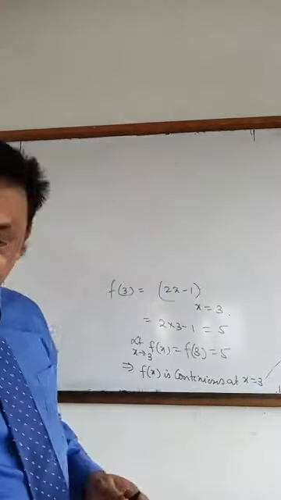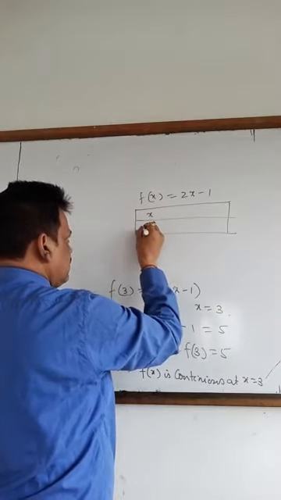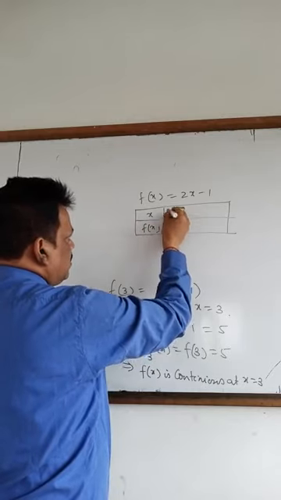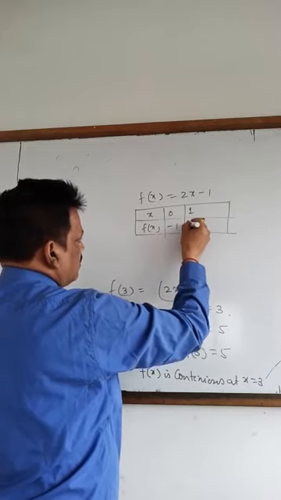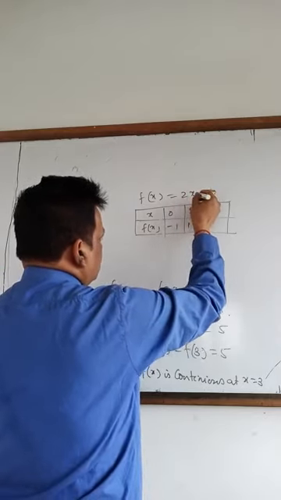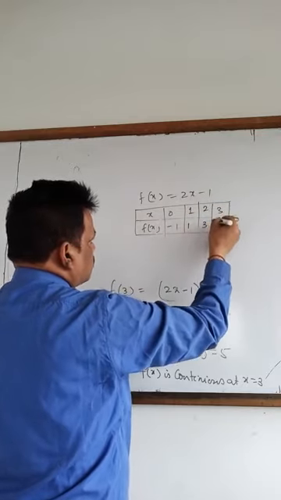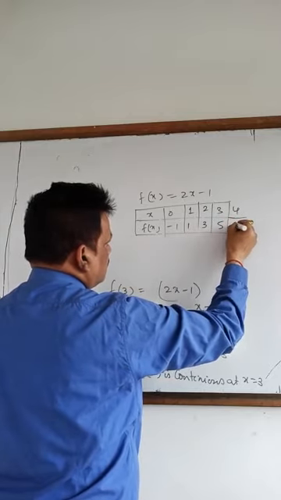Suppose I write f(x) equals 2x minus 1. You make a table on this. x, f(x). Put x is 0, minus 1. x is 1, 2 minus 1, 1. x is 2, 4 minus 1, 3. x is 3, 6 minus 1, 5. x is 4, 8 minus 1, 7.